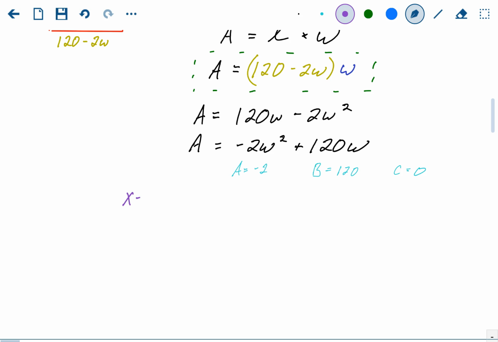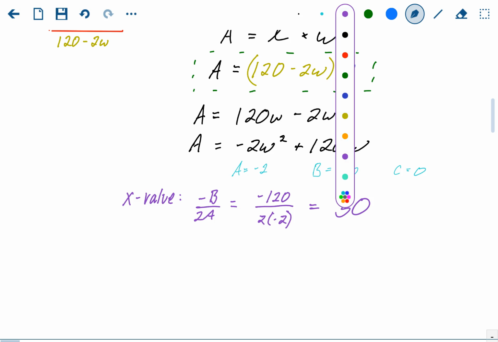To find the vertex, you're going to have to find the axis of symmetry, which is the x value of the vertex. Opposite of B over 2A. So that's going to be -120 over 2 times -2, which is -4, of course. And -120 over -4 is 30.